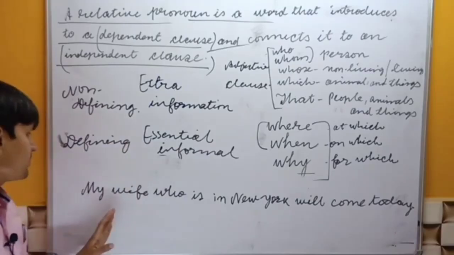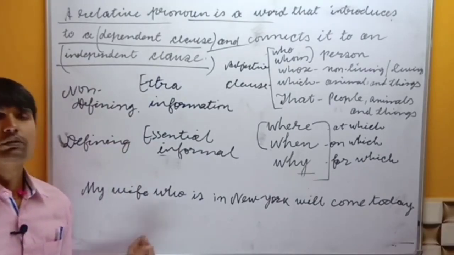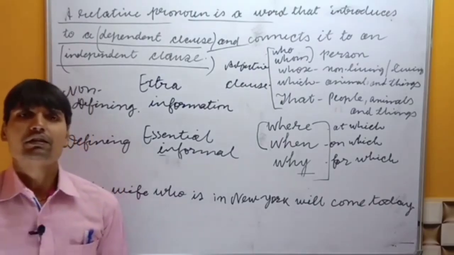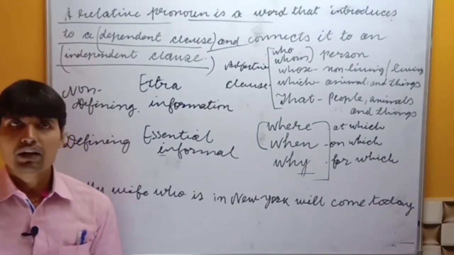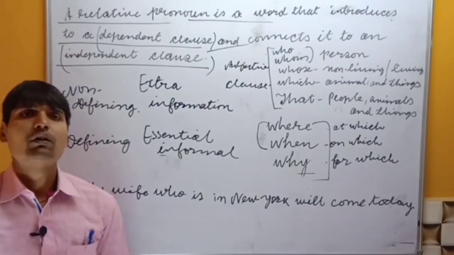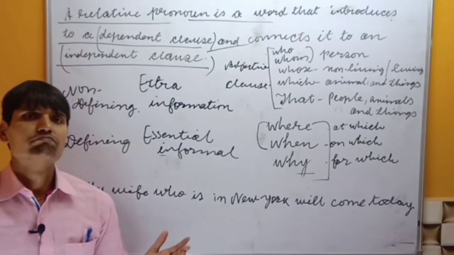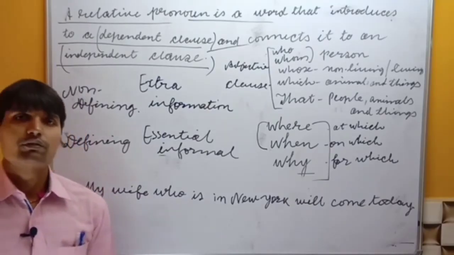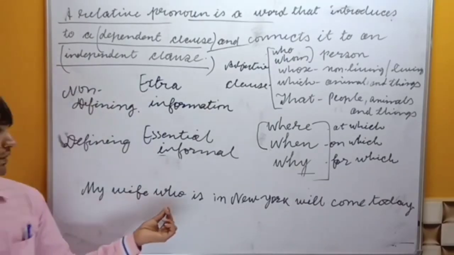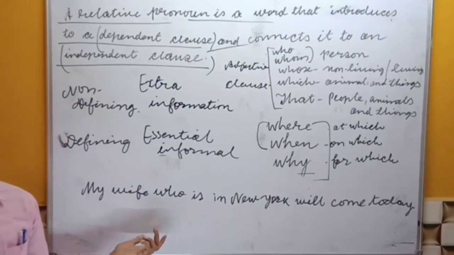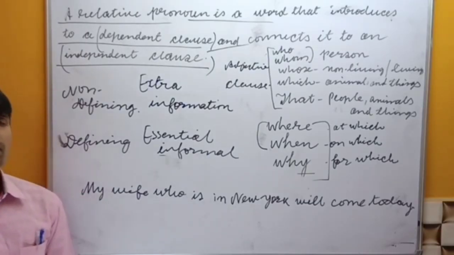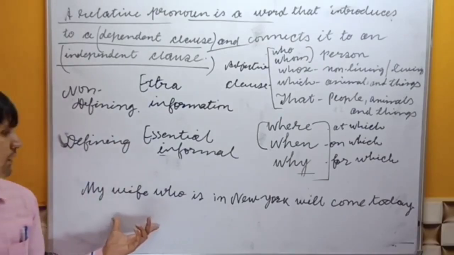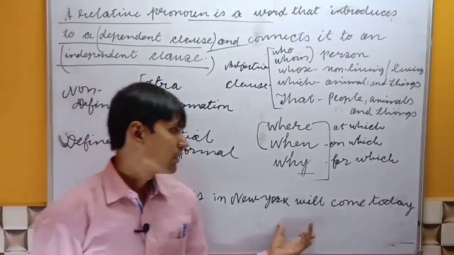Now here, after my wife, I have not used a comma. Without a comma, I have written the sentence. So this sentence is correct for those persons who have more than one wife, two wives, three wives, four wives. Because here, there is no comma before who, so it is used in a restrictive sense, not a conjunctive sense. Okay, so my wife who is in New York will come today.